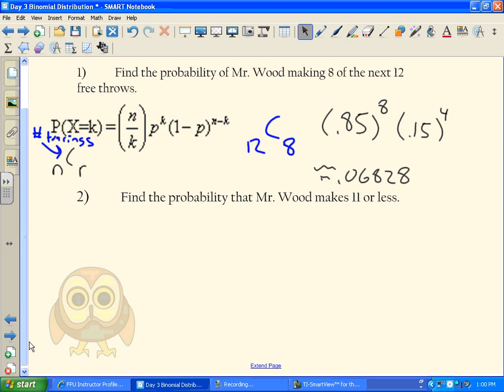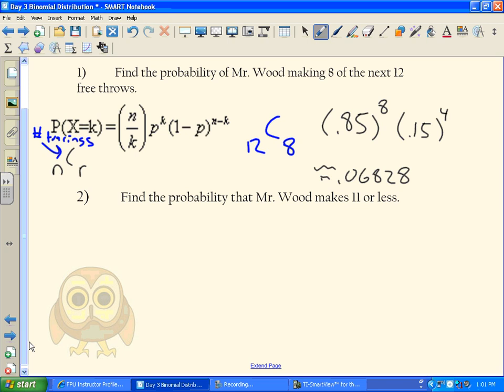Number 2. That's what we call them. Find the probability that Mr. Wood makes 11 or less. Do we agree that's 0 plus 1 plus 2 plus 3 plus 4 plus 5 plus 6 plus 7 plus 8? All the way up to 11, you got to add them all up. Do you guys want to do that? But there's got to be a better way. What is the better way to get to the answer of number 2 than going probability of 0 plus probability of 1 plus probability of 2 plus probability of 3?